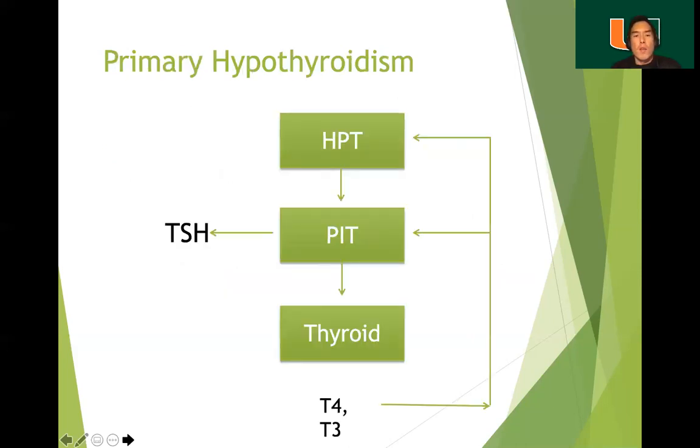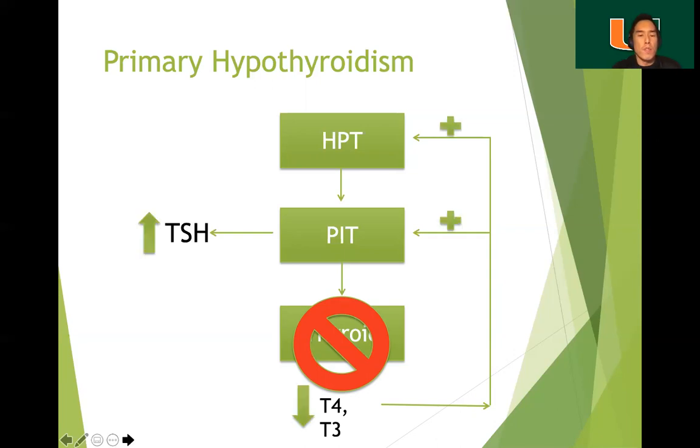In primary hypothyroidism, the problem is at the thyroid gland. For whatever reason, the thyroid gland cannot produce a sufficient amount of thyroid hormone. So the end organ sends a positive feedback to the hypothalamic pituitary unit to stimulate TSH secretion. A hallmark in primary hypothyroidism is that you have a low thyroid hormone with elevated TSH. That's called primary hypothyroidism.